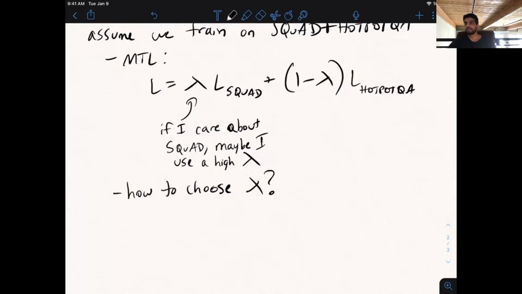So there's a difference between the task format and the data set itself, right? SQuAD and HotpotQA have the same format, but they actually are fairly different in terms of what kinds of reasoning the model needs to learn to solve them. And that's the intuition.